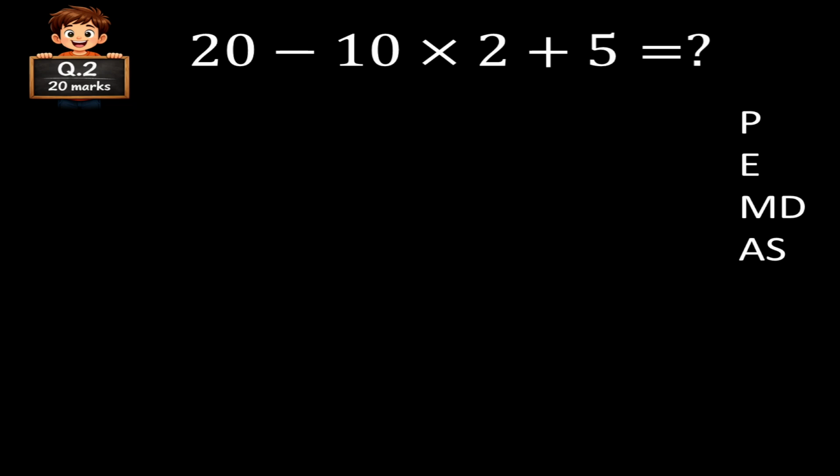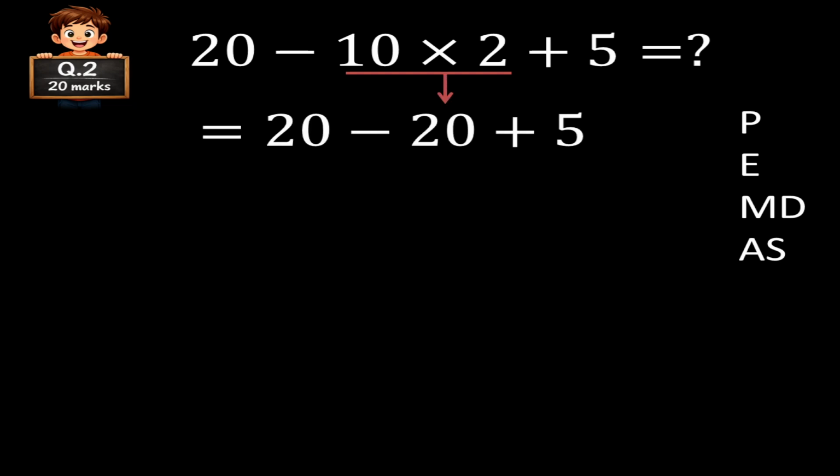So according to PEMDAS, first we have to solve this multiplication. So 10 multiplied by 2 is equal to 20. So the expression becomes 20 minus 20 plus 5. Now here we have one subtraction and one addition, and both have equal priority, so we have to solve from left to right. So first we have to solve subtraction. So 20 minus 20 is equal to 0.